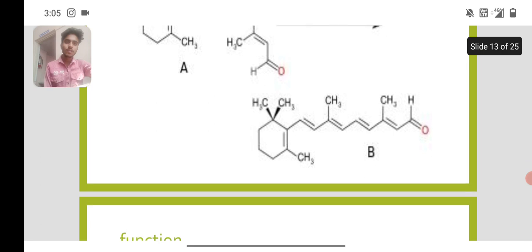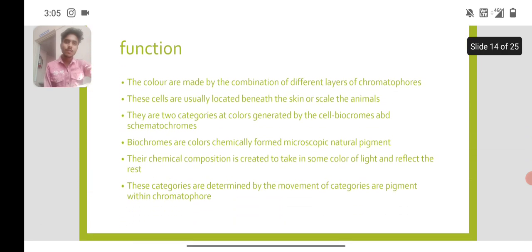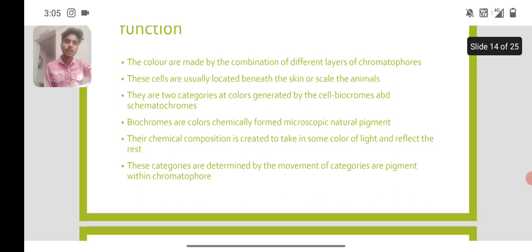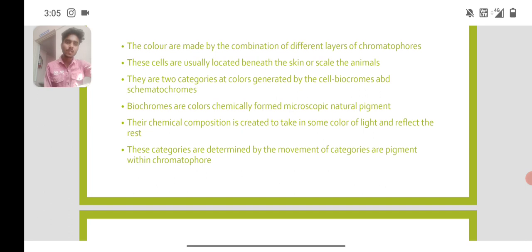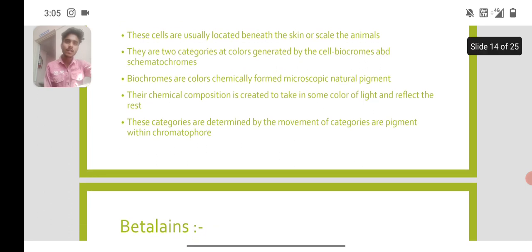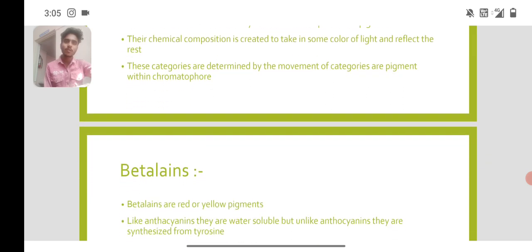Structure of a chromatophore. These are the functions of the chromatophore. The colors are made by the combination of different layers of chromatophores. These cells are usually located beneath the skin or scales of animals. There are two categories of color generated by the cell: biochrome and schemochrome. Biochromes are colors chemically formed by microscopic natural pigments. Their chemical composition is created to take in some colors of light and reflect the rest. These categories are determined by the movement of pigment within the chromatophore.